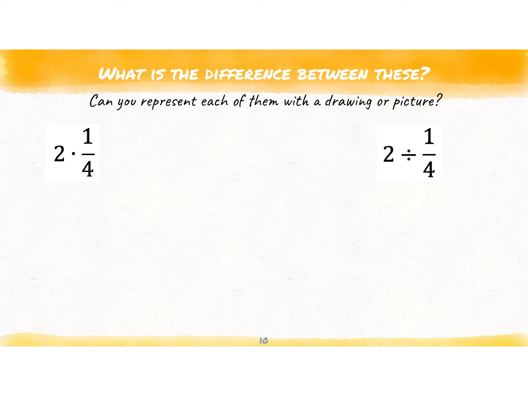Can you represent each of these with a drawing or a picture? I am not going to make you do this, but I want you to think about cookies. Yes? Could we go back, because I think under the X plus 6 there was a 2.